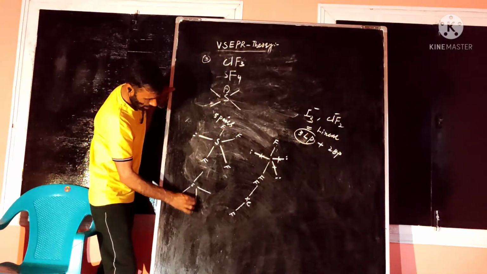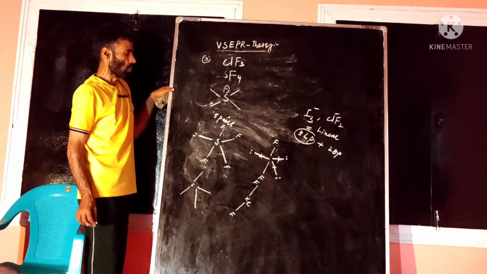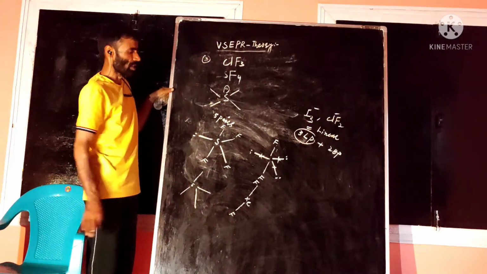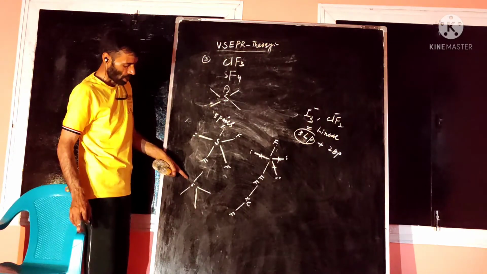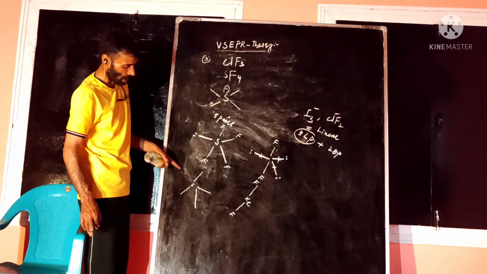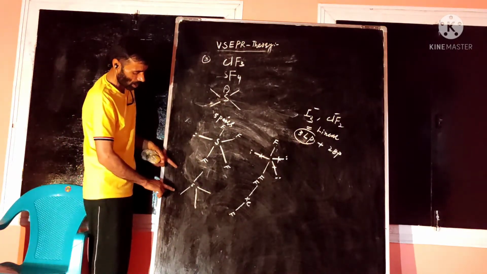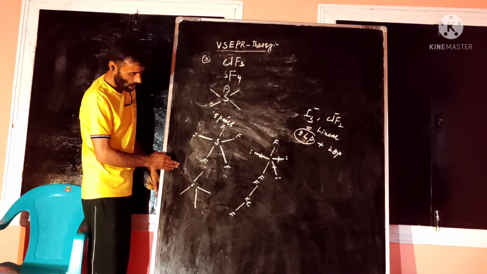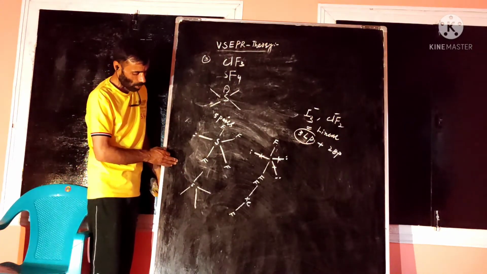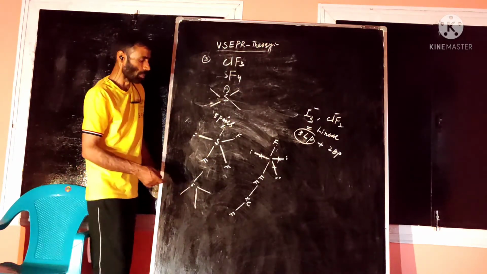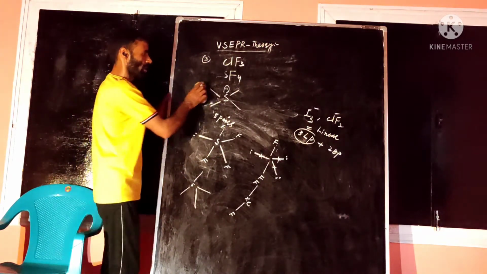This one we call a seesaw. So SF4 is in the form of a seesaw, because in total there are 5 pairs, and among them one is a lone pair. The 5 pairs will adopt the geometry of a trigonal bipyramid. We have to discard the one equatorial position occupied by the lone pair within the trigonal bipyramid. The remaining shape is the shape of a seesaw.